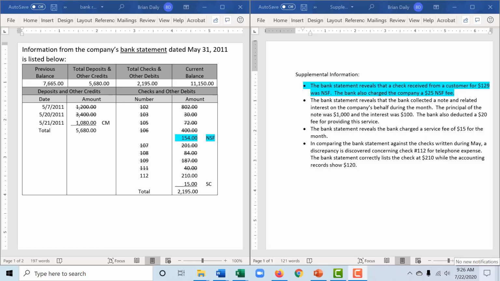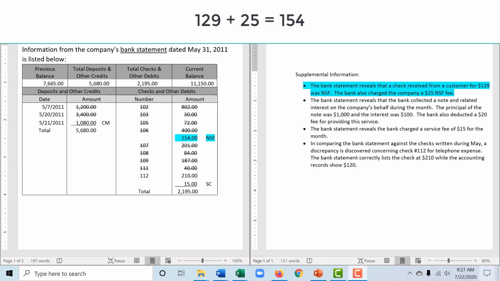Starting with the NSF item, we see that the supplemental information states that a check received from a customer was NSF. The bank also charged a $25 NSF fee. We can see that the bank statement lists the NSF check as $154, which is the sum of $129 plus $25. Since this item appears on the bank statement but not in the company's records, we know that it needs to be listed on the bank reconciliation report.